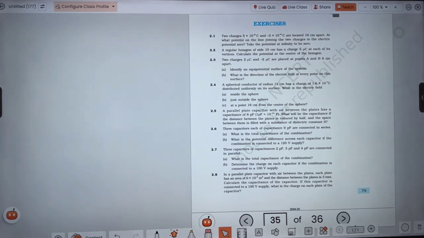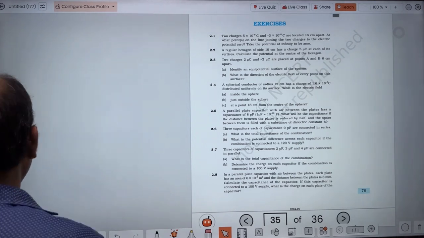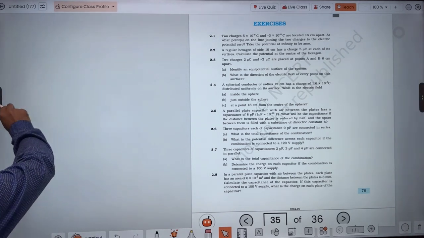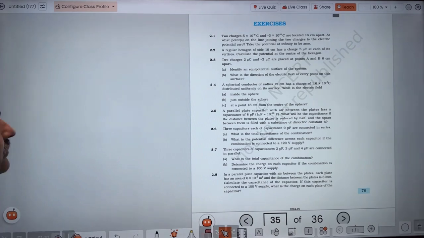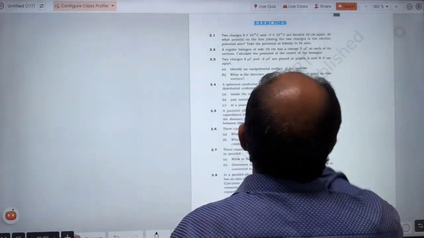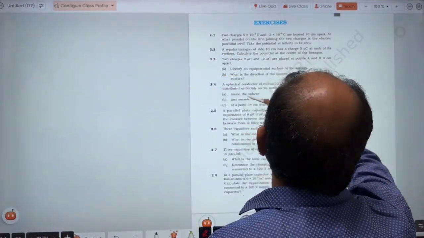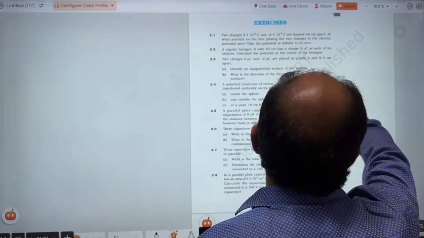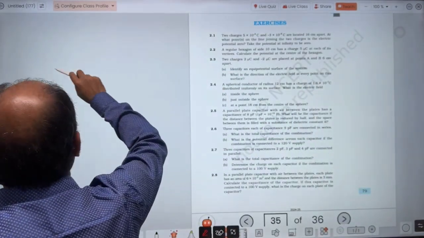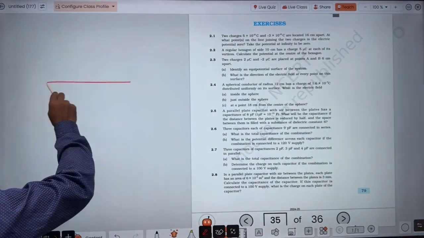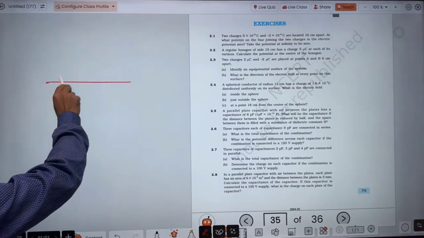this is 2 microcoulomb, this is minus 2 microcoulomb. So equipotential surface we have to find out. So this is the midpoint. So you can make an equipotential surface like this. Right? So direction of electric field will be in this direction.